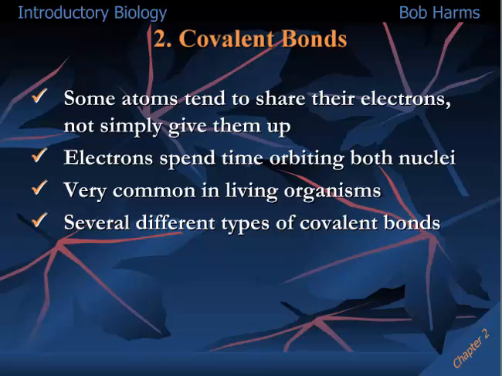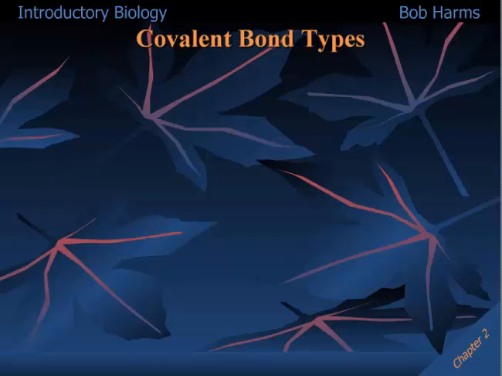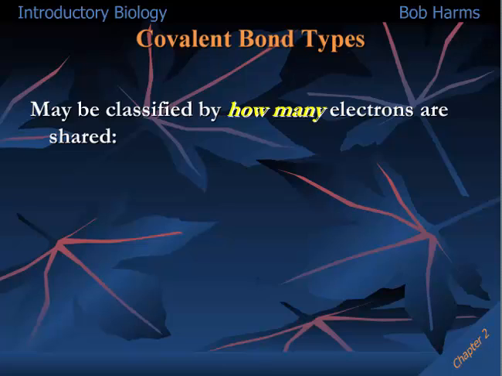That sharing is not always going to be the same. Some atoms are better sharers, some not so good. And so I just want to take a look at some different types of covalent bonds and how we might classify them. One way to classify these covalent bonds is simply by how many electrons are going to be shared. How much is going on between these two atoms?